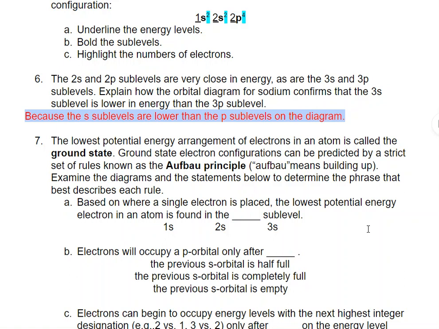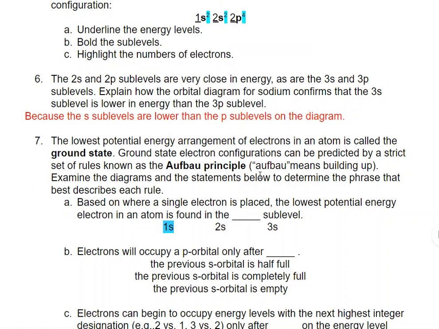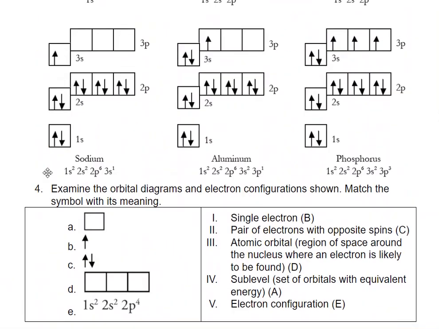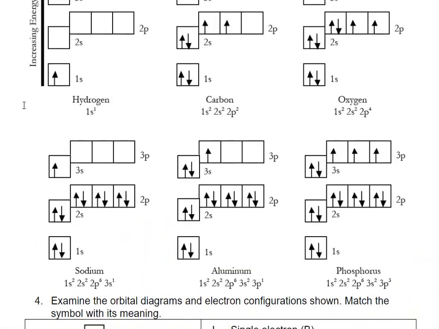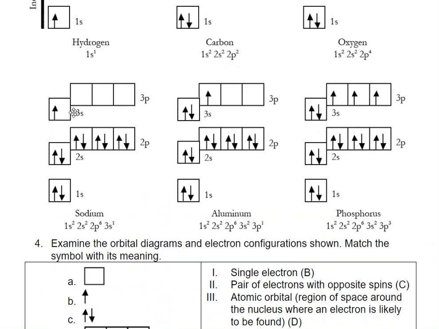So we want to examine the diagrams and indicate which statements finish the sentence, just like what we did with the boarding house example. So the lowest potential energy electron in an atom is going to be found at the 1s level. So those are the ones that are down here. They're the lowest in energy on my axis.